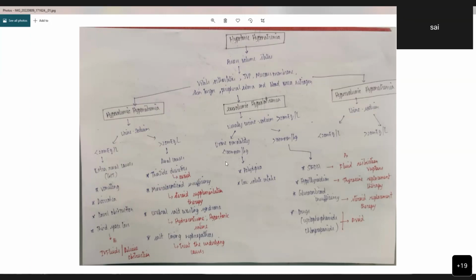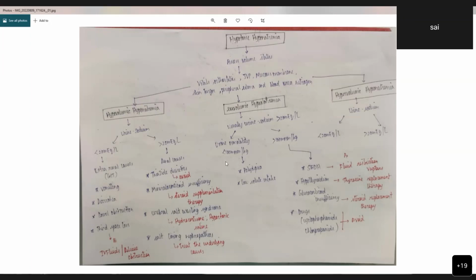In thiazide diuretics, if it is the cause, it should be avoided. For mineralocorticoid insufficiency, steroid supplementation is the treatment. For cerebral salt wasting syndrome, hydrocortisone and hypertonic saline is the treatment. For salt losing enteropathies, treat the underlying causes. If it is euvolemic hyponatremia, usually the urine sodium will be greater than 20 milliequivalent per liter. Then check for urine osmolality. If it is less than 100 milliosmol per kg, then polydipsia and low solute intake will be the cause.